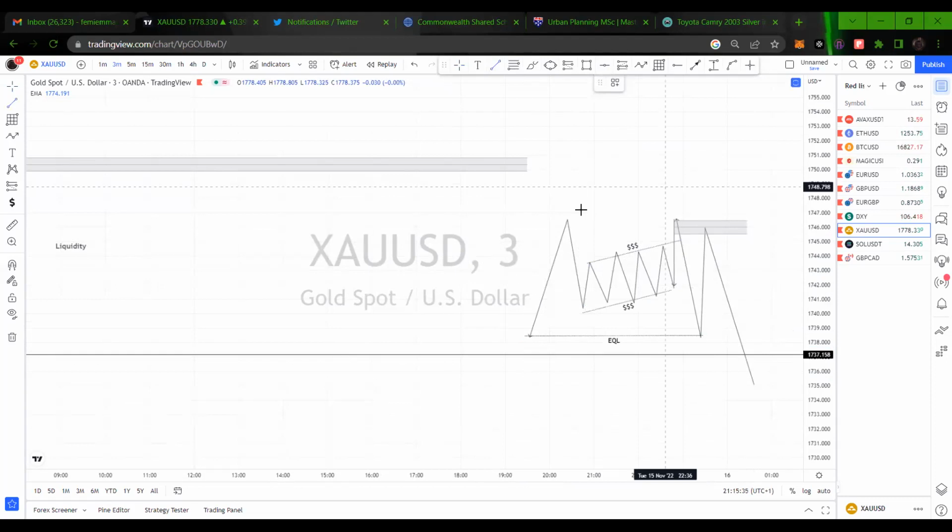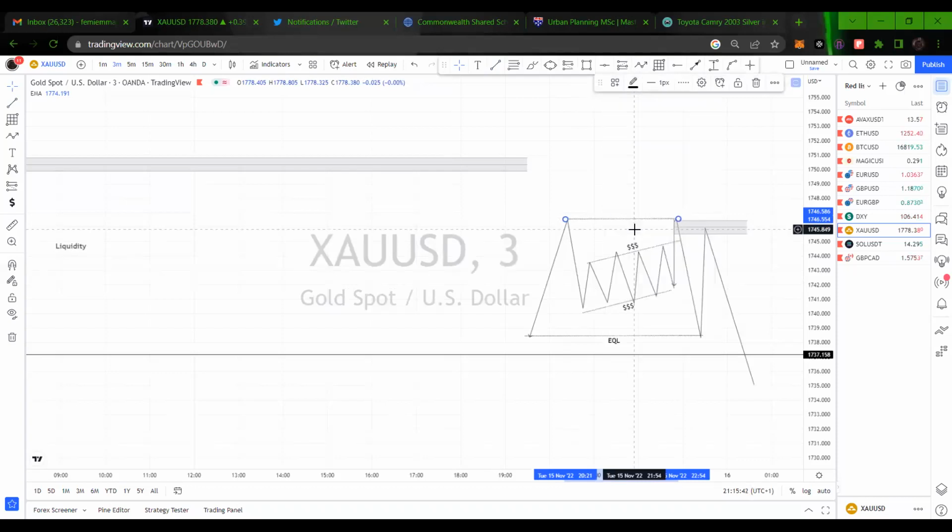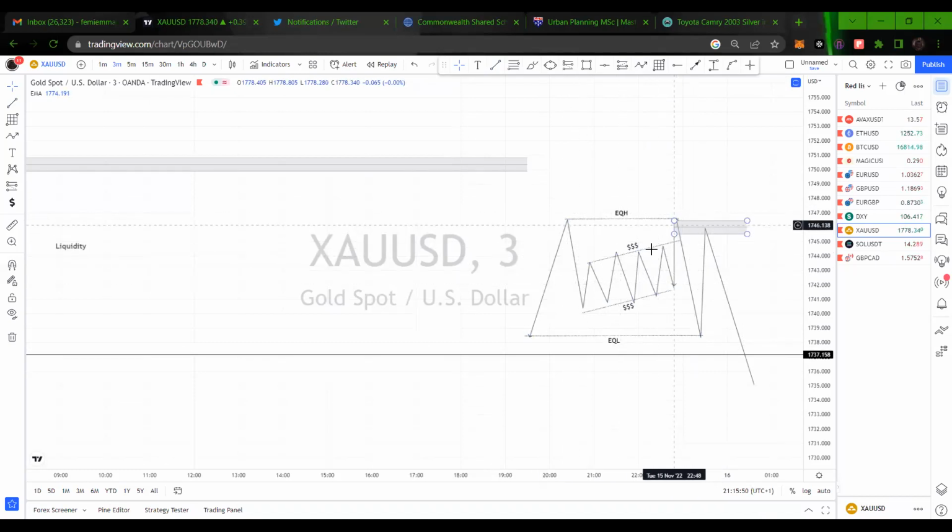It creates liquidity of equal highs here, liquidity of equal lows below, liquidity of equal highs above. So now it cleared this liquidity to create liquidity of equal highs, came down, cleared liquidity to create liquidity of equal lows, created another fresh liquidity, and then comes back into this other block and then sells.